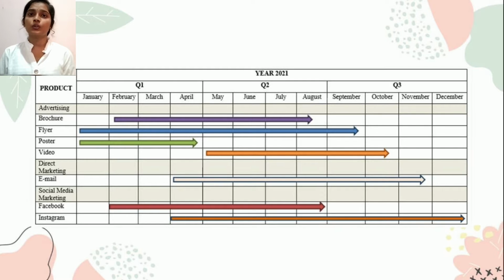And next, we also use email in direct marketing to promote our app. In email, we started to promote from April until November. And at last, we also use social media such as Facebook and Instagram. For Facebook, we started to promote from February until August, and for Instagram, April until December.